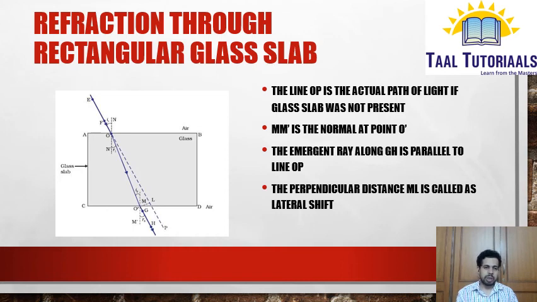Hope you have understood all these concepts. Let me explain once again. Here EF is a light ray incident on point O, from a rarer medium to denser medium, air to glass. So it bends towards the normal. And in the next case, when it goes out of the glass, from glass to air, it bends away from the normal. So these are the two refractions which are happening. After two refractions, the emergent ray will be parallel to the actual path of the light if the glass slab was not present. This parallel shift, we'll call lateral shift. Hope you all understood today's concept.